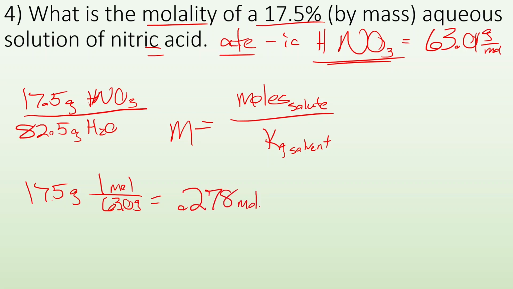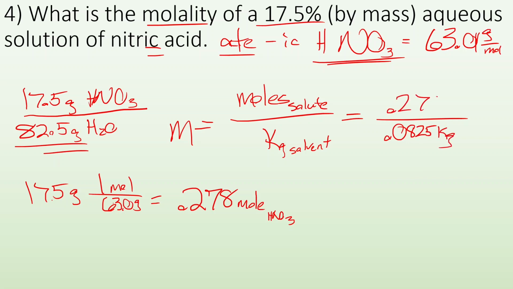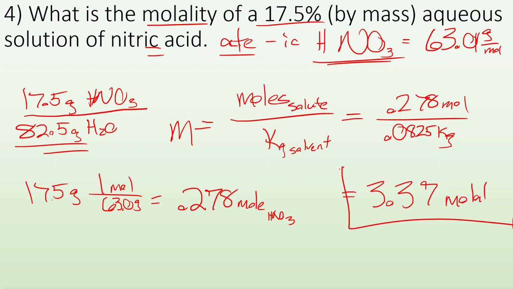moles of HNO3. Now this 82.5 grams of H2O, I got to convert to kilograms, which is pretty straightforward. So kilograms, that would be divided by 1,000, 0.0825 kilograms in the denominator and 0.278 moles up top. So when I plug and chug and do this, I end up with 3.37 molal as my final answer.